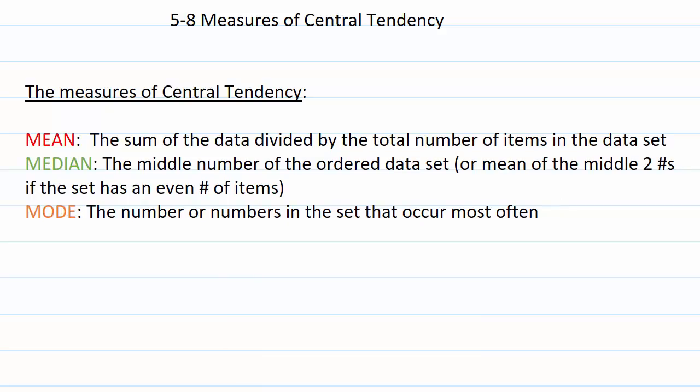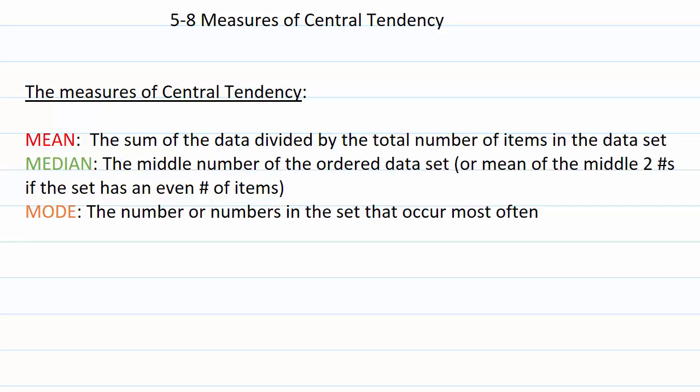When you have a list of numerical data, it is often helpful to use one or more numbers to represent the whole set. These numbers are called measures of central tendency. These are the three types we're going to study. The first one is mean. A lot of times you might have heard this as the average. Mean is the sum of the data divided by the total number of items in the data set. So that would probably be your average that you might have talked about earlier in a previous course.